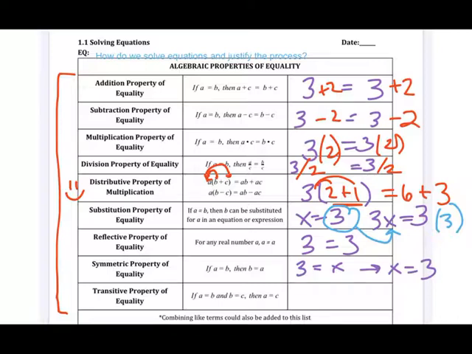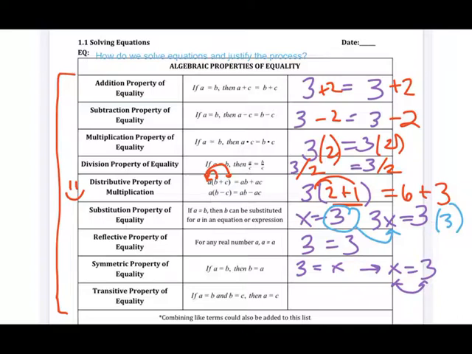The symmetric property says that if A is equal to B, then B is equal to A. So I can switch the order, or I can switch what is on each side of the equal sign, and I still have an equivalent expression. The last property is the transitive property. The transitive property is the most complicated one to explain, but it makes sense when you think about it. So if A is equal to B and B is equal to C, then A is equal to C.